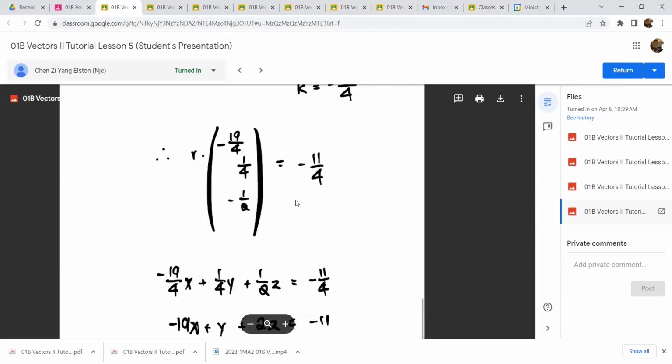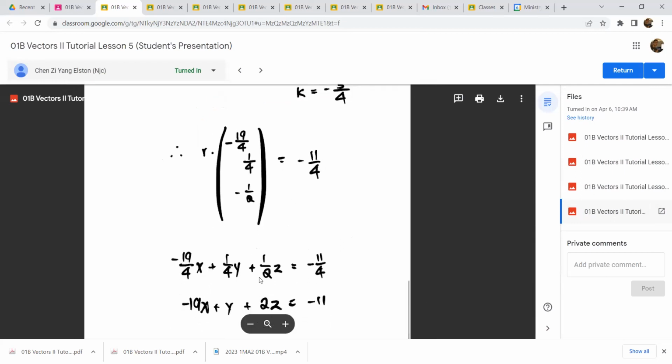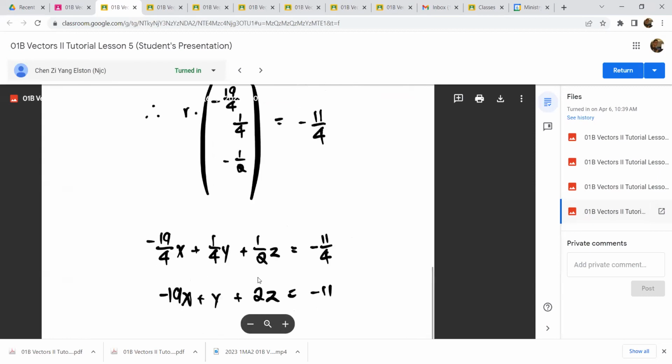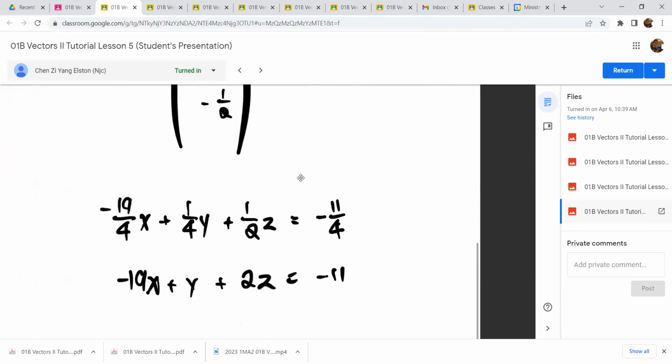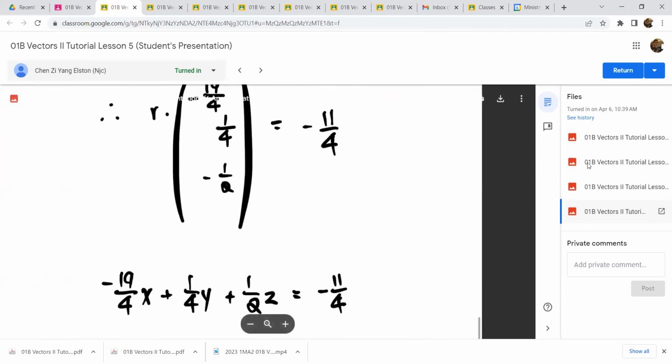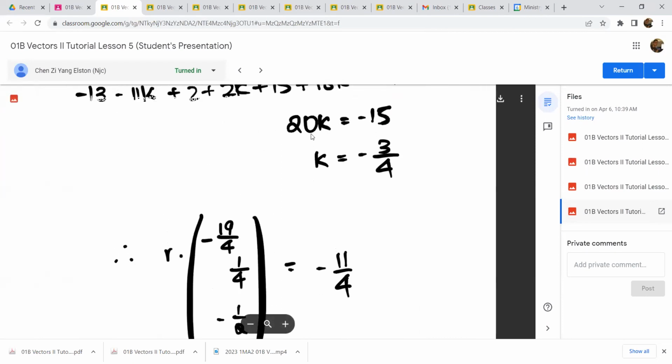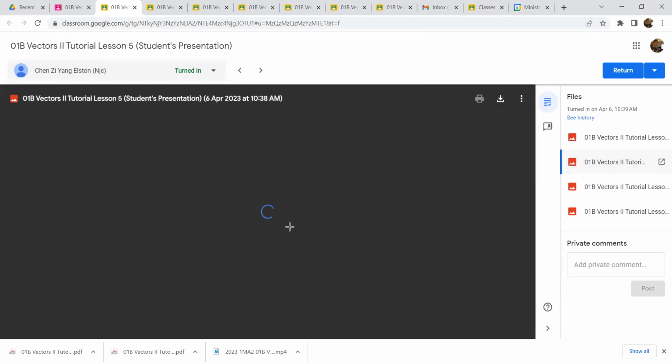Oh, this is 2, like Q, too small. You need to write properly.